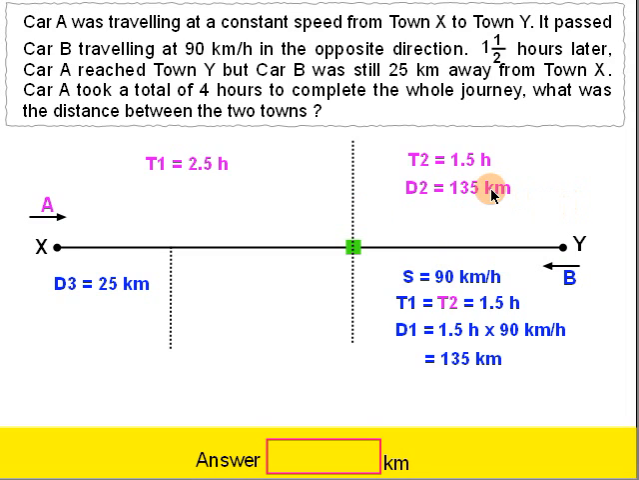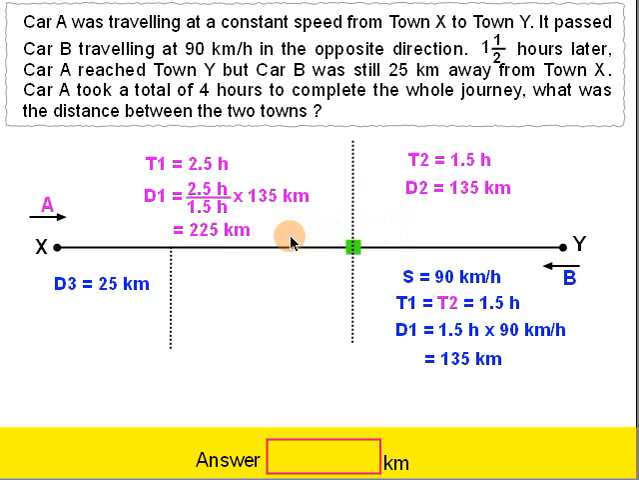So what was the speed of car A? Speed is distance divided by time. Because it's constant speed, since it took 1.5 hours to travel 135 km for this part, for this part he took 2.5 hours. So 2.5 hours divided by 1.5 hours times 135 km, we find 225 km. So instead of finding this missing portion, we make use of the information of car A.